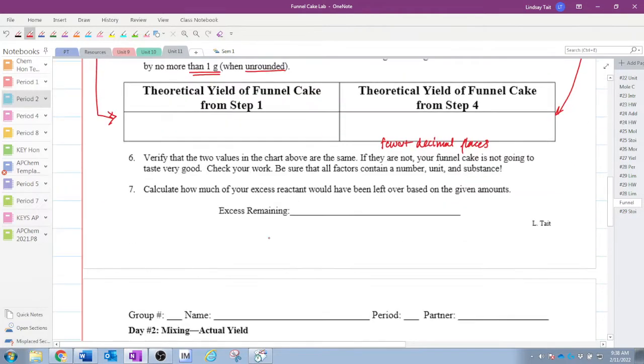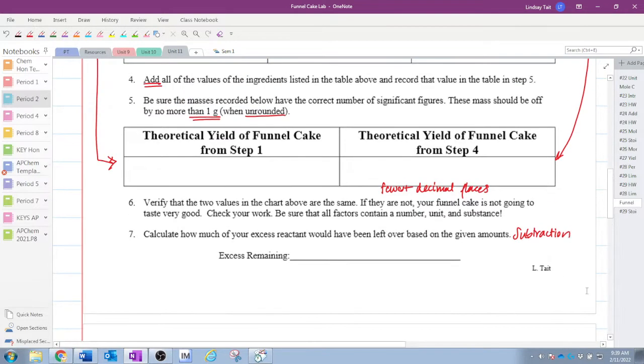All right, so last one here. Calculate how much of your excess reactant would have been left over based on the given amounts at the very top of the paper. All right. Here, I do want you to show me your subtraction because I am not telling you which numbers to use. So I want to make sure that you picked out the right numbers.